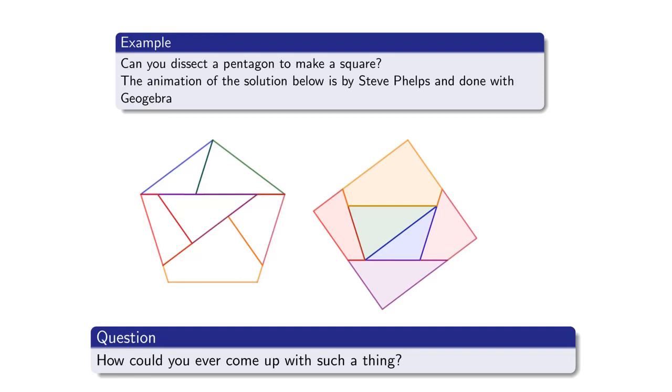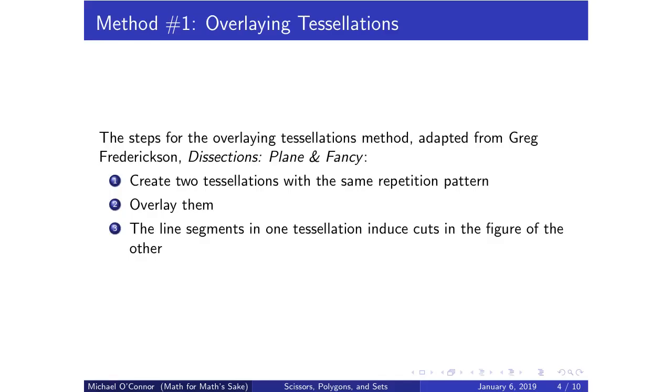But there are a few general methods, some of which have emerged in the 20th century, that allow people to do these things. I'll tell you these methods, and then I'll give you a little example of how they work. The first method is called overlaying tessellations.